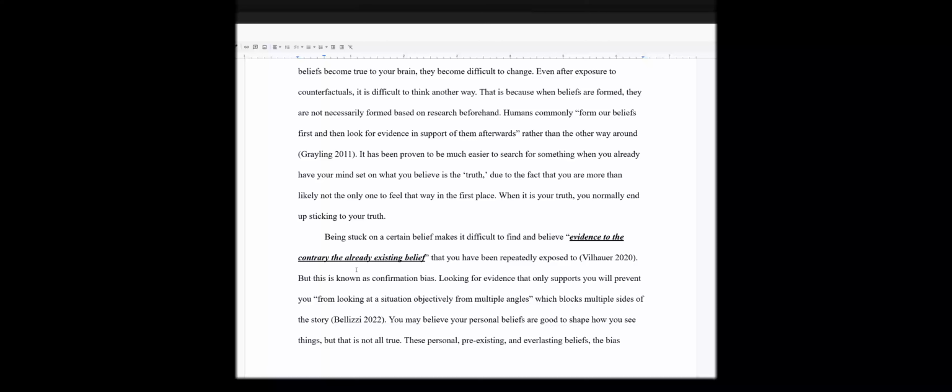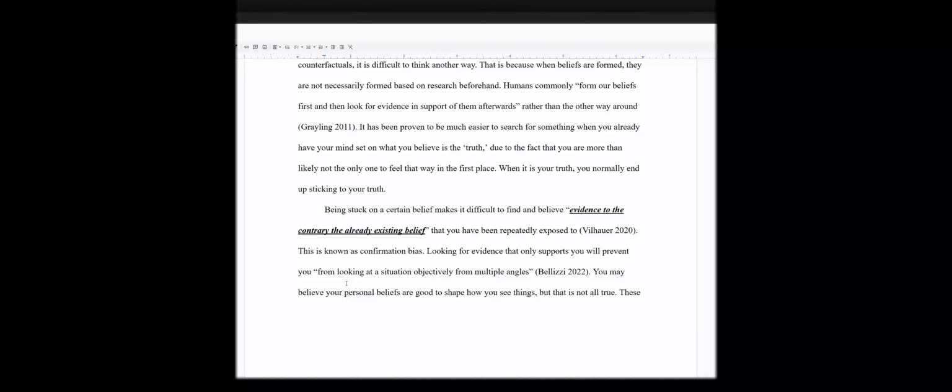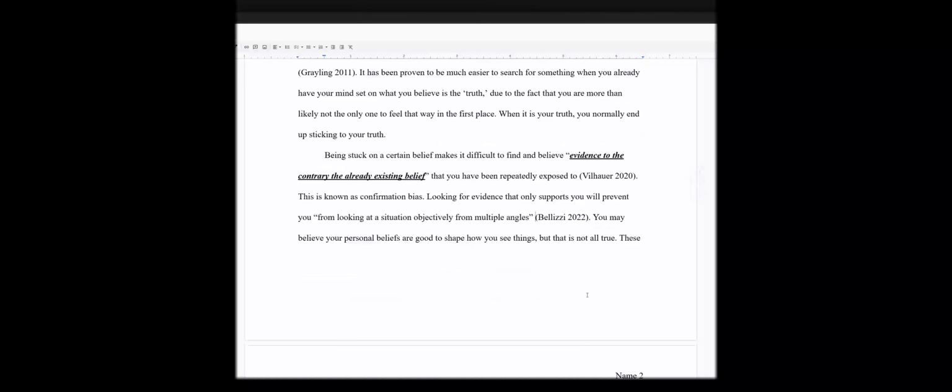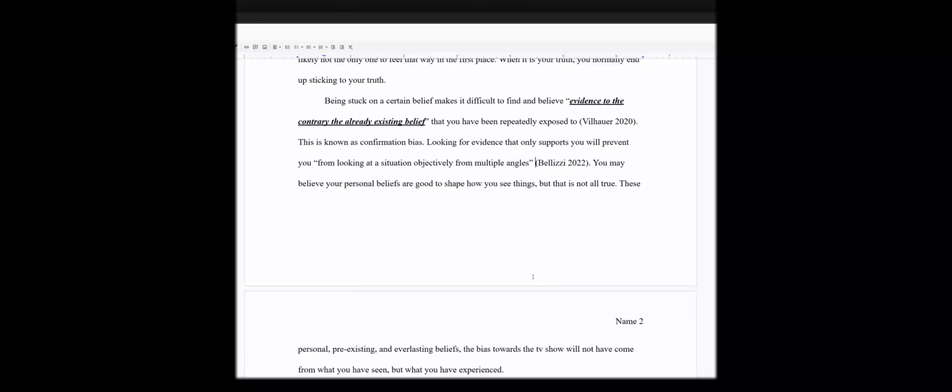And we don't need to say, but this is known as confirmation bias. We can say, this is known as confirmation bias. Looking for evidence that only supports you will prevent you from looking at a situation objectively from multiple angles, which blocks multiple sides of the story. We probably don't. That's just kind of a rephrasing right there. So let's just get rid of that and do it that way. You may believe your personal beliefs are good to shape how you see things, but that is not at all true.